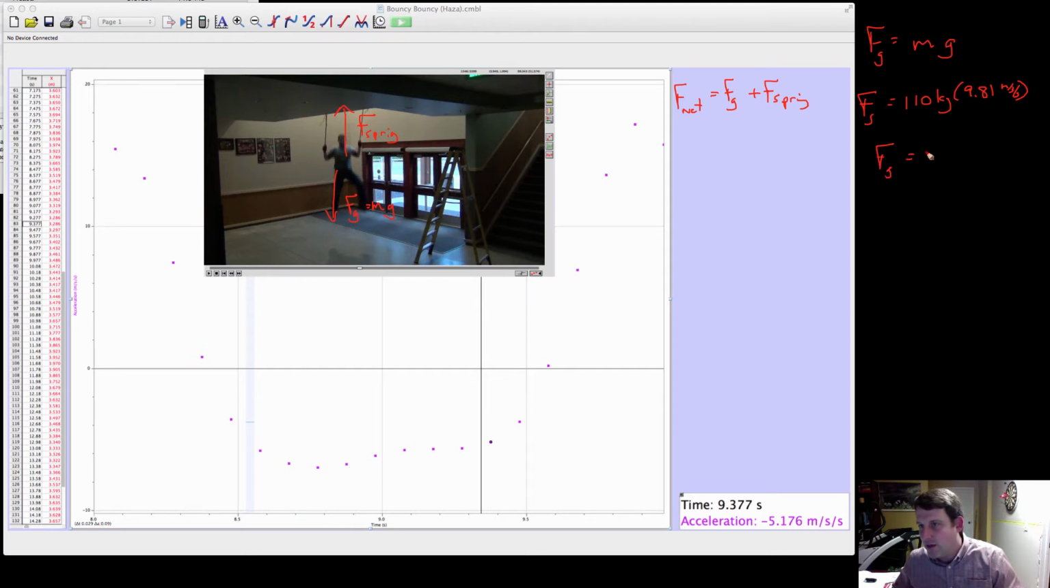F sub g is 1,079, and the units are kilogram meters per second squared, and we know all of this is called a Newton, so I'm just going to erase that real quick and write in a Newton instead. That's what we call a Newton. Okay. So this is my F sub g, so this force is constant. The Earth doesn't know where I am, it's always pulling with 1,079 newtons. Well, as long as I'm near the surface, I guess.